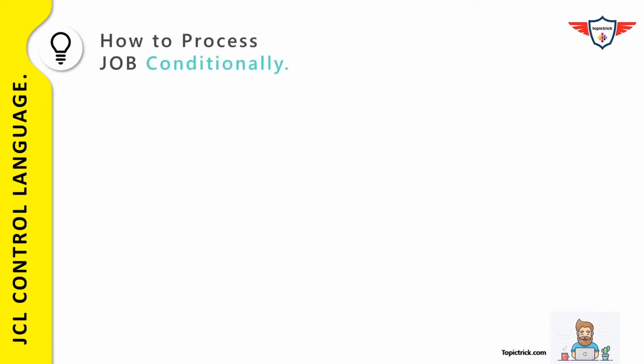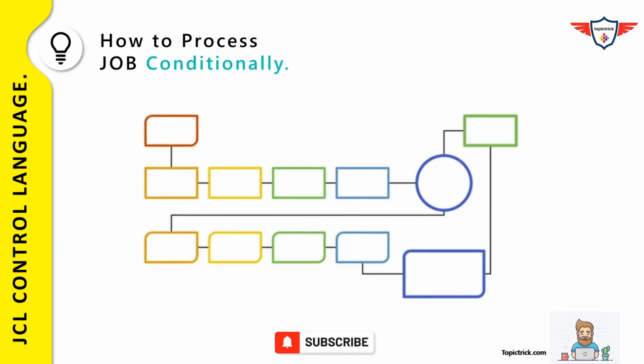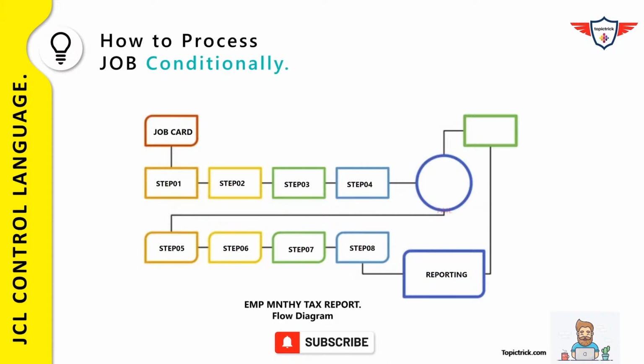Now the next topic is very important from the programmer's perspective, and at the same time it's a bit confusing. So let's try to understand how you can use the JCL COND parameter and the JCL IF-THEN-ELSE statement to process a mainframe job conditionally. The following example is a graphical representation of a job.